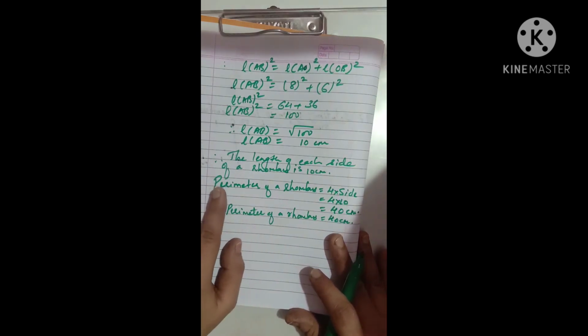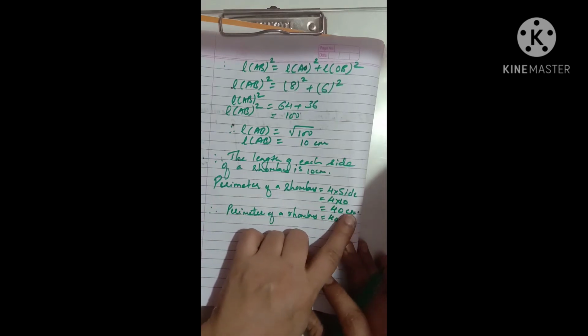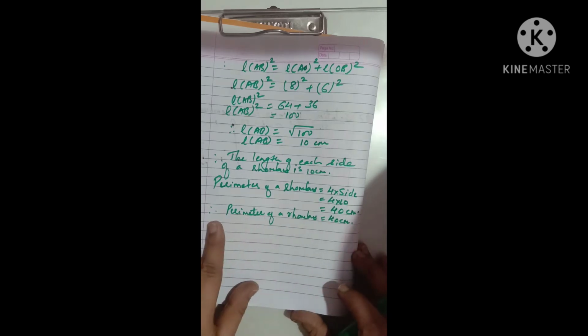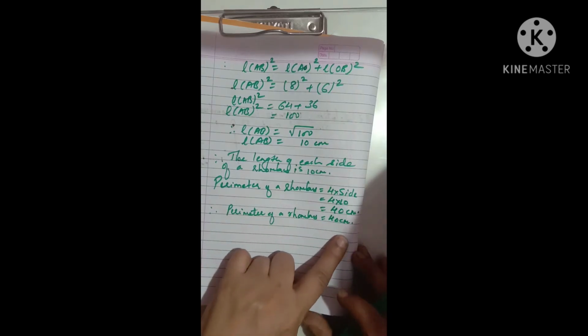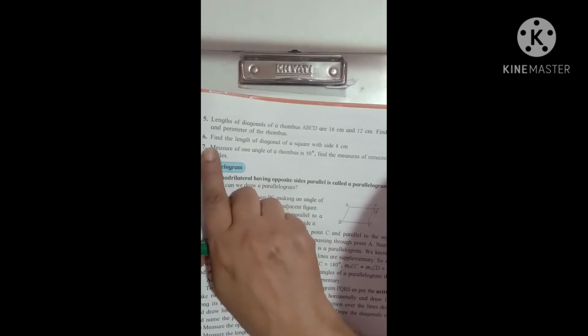Perimeter of a rhombus is equal to 4 into side. Same formula as the perimeter of a square. 4 into 10, that is 40 centimeter. Therefore perimeter of the rhombus is equal to 40 centimeter. Now let's see the next question.